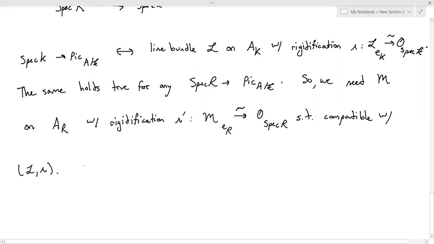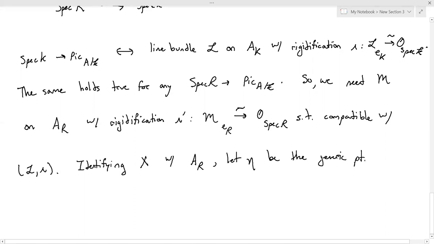Okay. So we can rephrase this a little bit by doing the following. Just to simplify things, let's identify X with A sub R. Okay. Then what we can do is let eta be the generic point of R. And let's have L be a line bundle on the generic fiber of X. So again, if we base change this guy, the generic fiber in this case would be exactly A sub K.